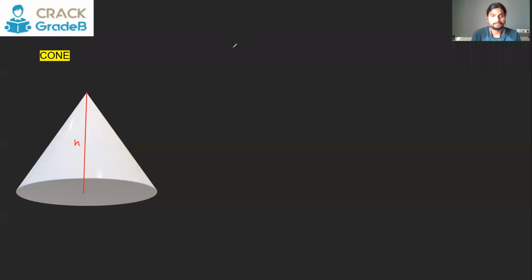Then there will be the radius. The radius will be the radius of this circle. That will be called r, radius. But then there will be another parameter to measure, which is called the slant height.